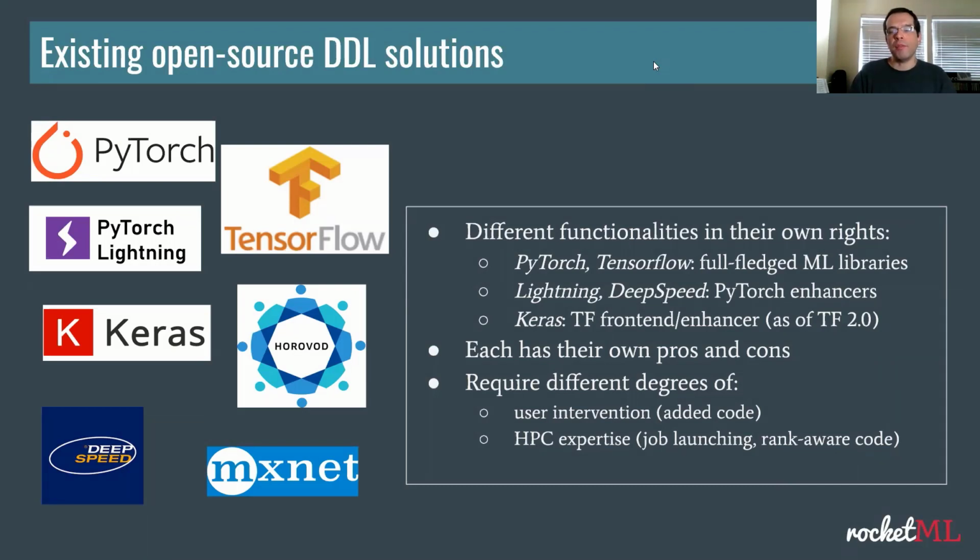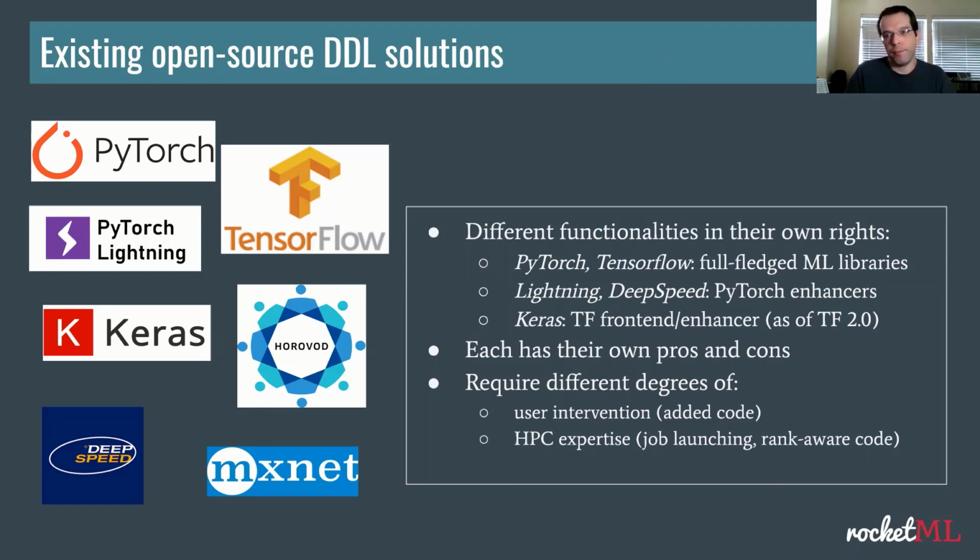So now that we have looked at the motivations to use distributed deep learning, I'd like to take a look at the available solutions out there to distribute deep learning model training. In particular, I'm going to look at several open source DDL solutions out there, and at the end compare with our own homegrown RocketML solution for the same problem and see how they compare.